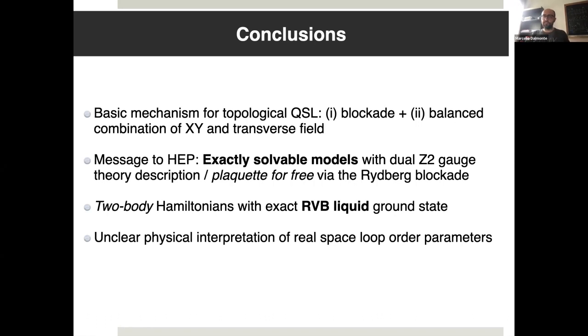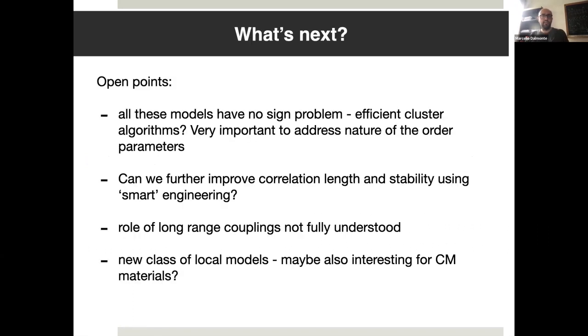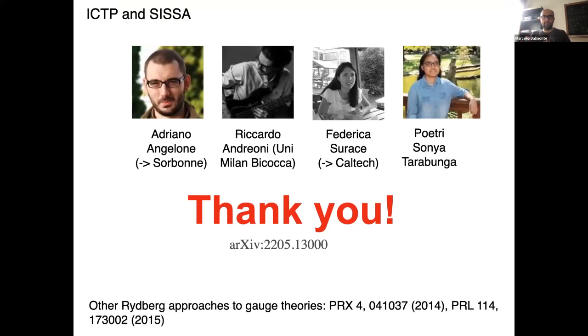I mean, the physical interpretation of real space loops is not clear; it is not clear whether this is actually a good diagnostic. And there are a lot of things that can be done next: study this model with Monte Carlo, further improve it in terms of quantum engineering, and understanding long-range interactions is something not fully clear at the moment, and so on and so forth. And with that, I would like to thank my collaborators again, Adriano, Riccardo, Federico, and Poetry, and thank you for your attention.